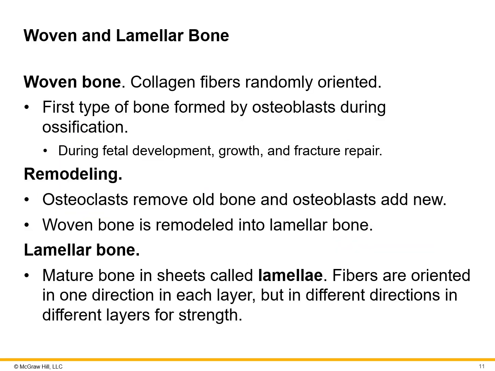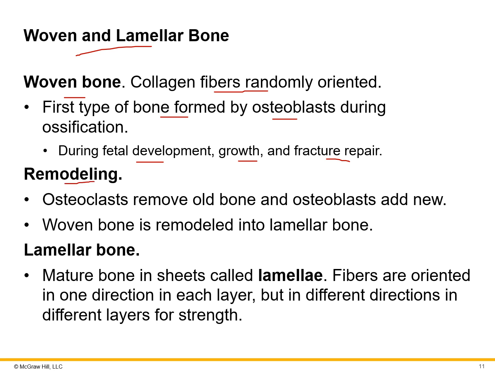Now we have what's called woven or lamellar bone. The woven bone is where those collagen fibers are randomly oriented, so it just kind of looks woven together. This is the first type that's formed by the osteoblast during the ossification process. This will be during fetal development, growth, but also fracture repair. So if we're fixing bone, this woven bone is initially made.